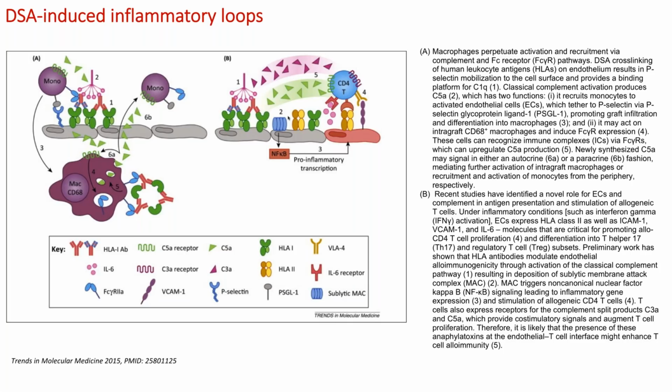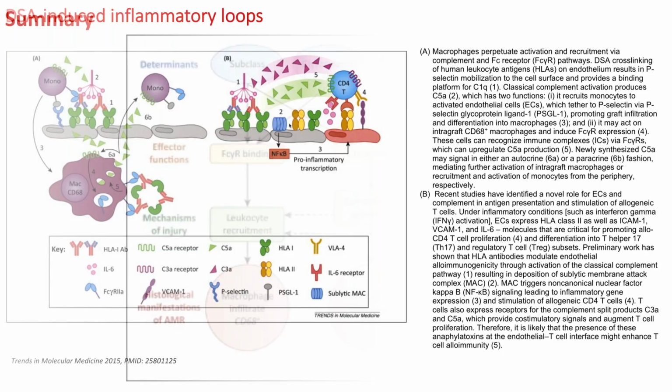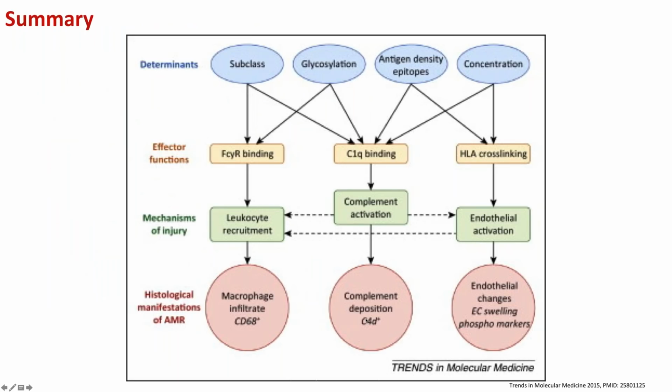Why is this all important? This is important because endothelial injury, again, is not simply cell death, but in TG predominantly, it is all cellular remodeling, and that happens because of this amplifying inflammatory loop. So finally, the histological manifestations of AMR are macrophage infiltration, complement deposition, endothelial swelling, and changes in the endothelium. The determinants are the subclass of the antibodies, the glycosylation status of the antibody, the antigen density and epitopes, and the concentration of the antibody.